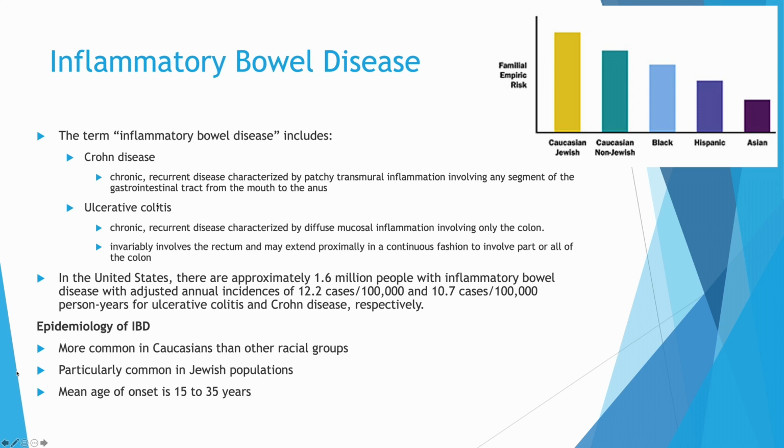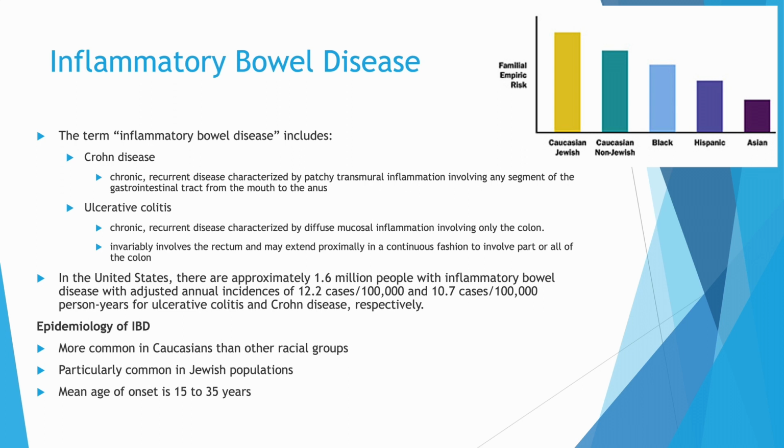Ulcerative colitis, on the other hand, is also chronic. It's recurrent and causes diffuse mucosal inflammation, so not transmural, and it only involves the colon and rectum. It invariably involves the rectum and may extend proximally, so it goes from the rectum to the proximal transverse colon, but it's always continuous, and it can actually involve the entire colon.